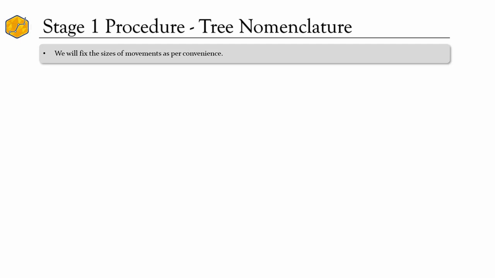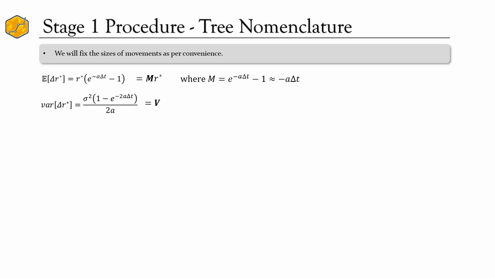Okay, so the expectation of delta R star, remember we are in stage one, we are still working with R star, not R. So expectation of delta R star is given by this expression. This is a theoretical result, and I will derive it shortly. So let's write this as M times R star, where M is this factor. Now note that M is actually a constant. It is not time dependent. Although we have delta T in this expression, delta T is just our choice of the time step, which is constant. Okay, it's not t, it's delta t. So M is constant, so expectation is given by a constant factor M times the level of R star, okay? Similarly, the variance is given by this, let's call it capital V. I will derive these results shortly.